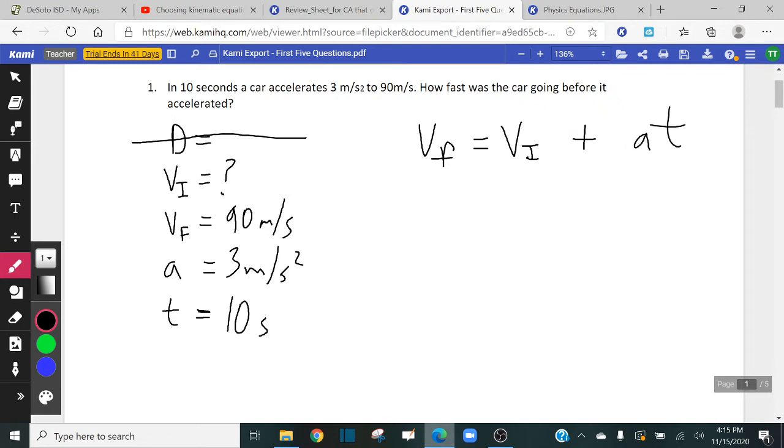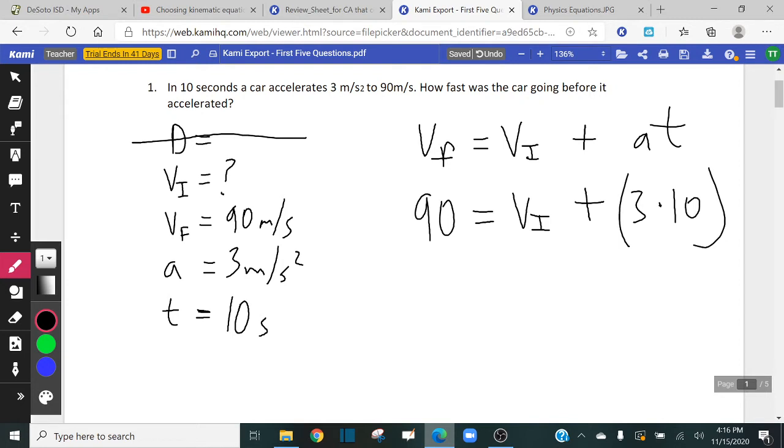Okay. So now let's just plug everything in and go through the math. So the final velocity is 90 meters per second. Okay. The initial velocity is what we're trying to find. We're given the acceleration, which is 3 meters per second squared, and the time is 10 seconds. Okay. Now from here, it's just algebra, because we're trying to solve for the initial velocity.